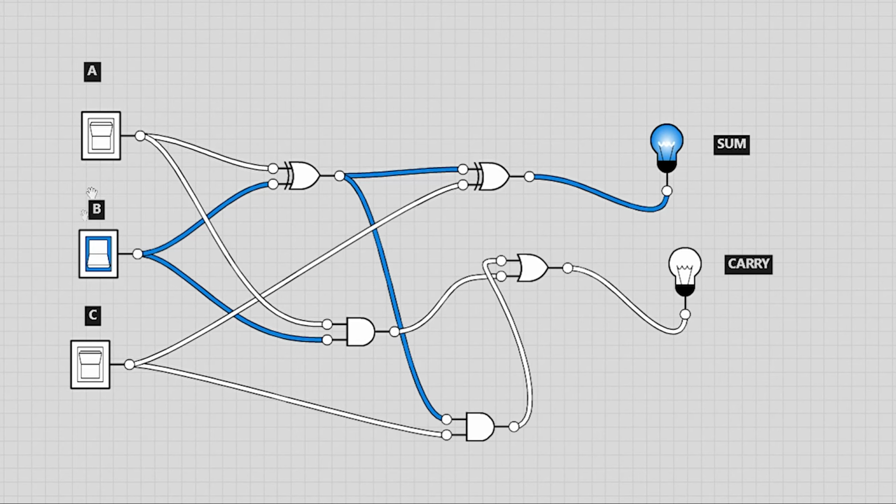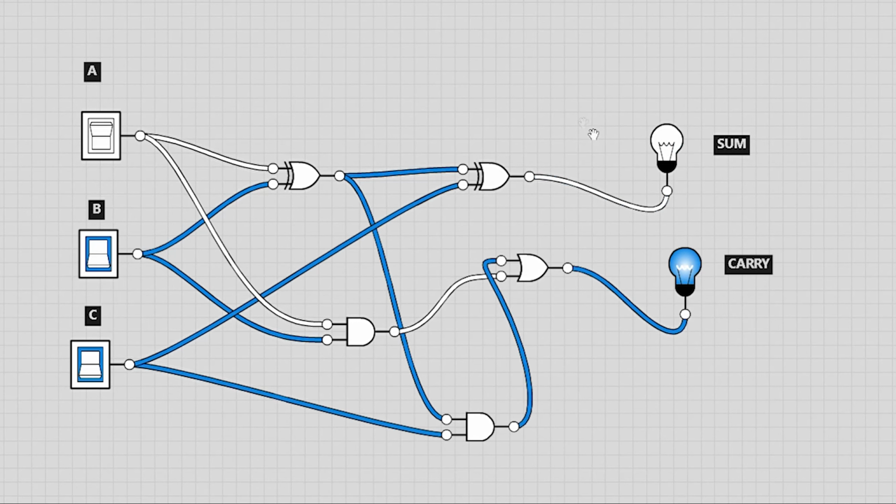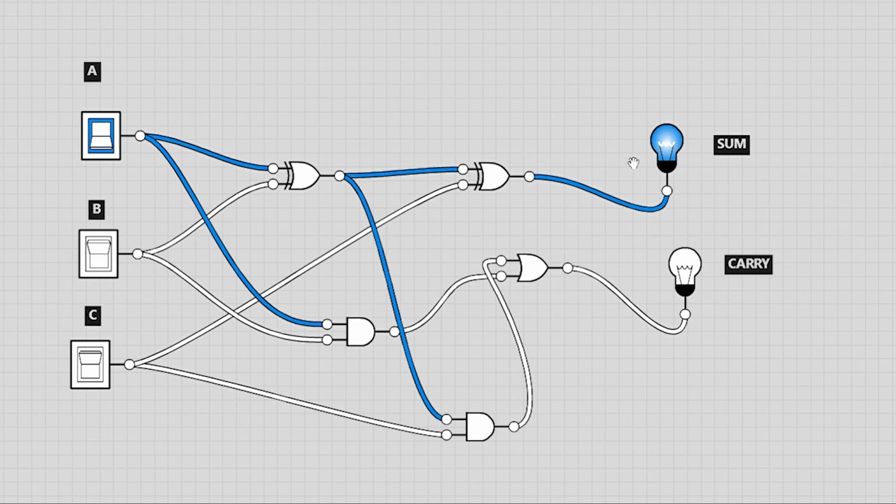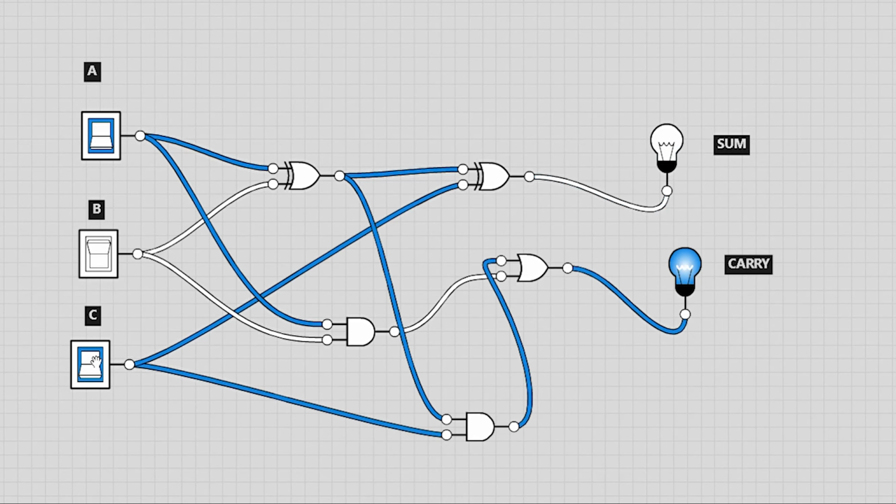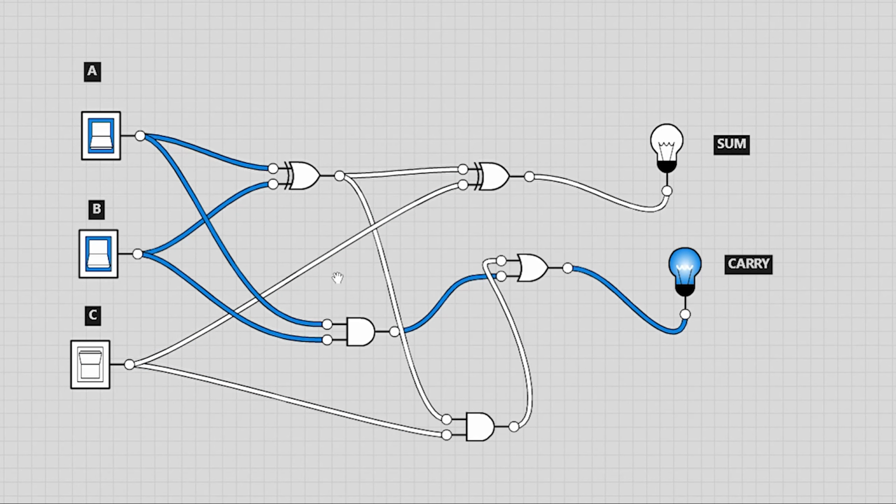And when the inputs B and C are 1, the sum is 0 and the carry is 1. And when only the input A is 1, the sum is 1 and the carry is 0. When the inputs A and C are 1, the sum is 0 and the carry is 1. When the inputs A and B are 1, the sum is 0 and the carry is 1.